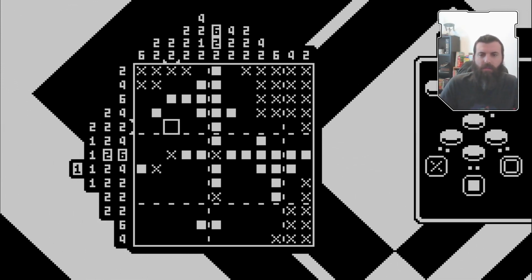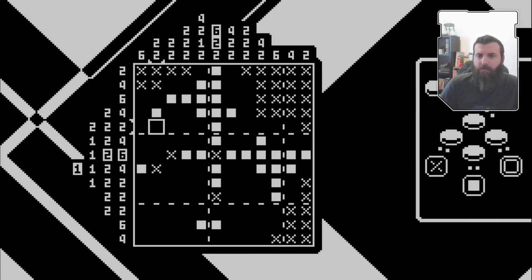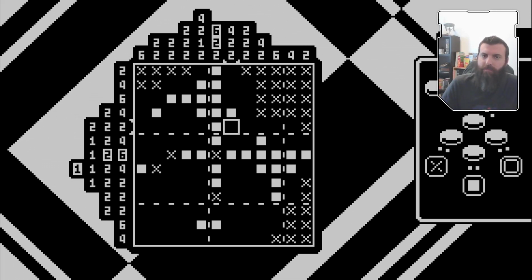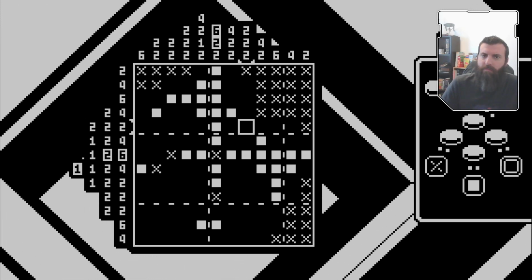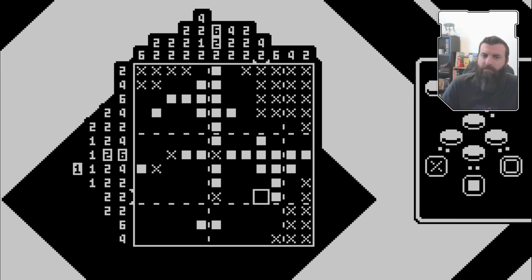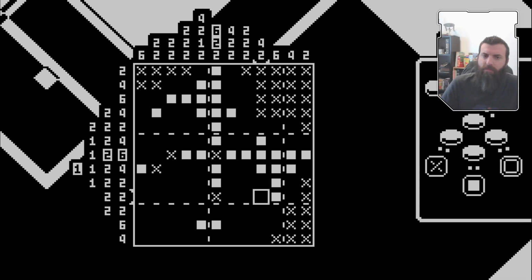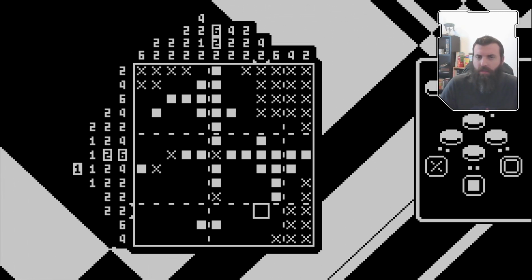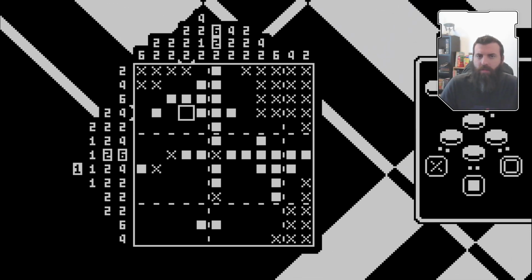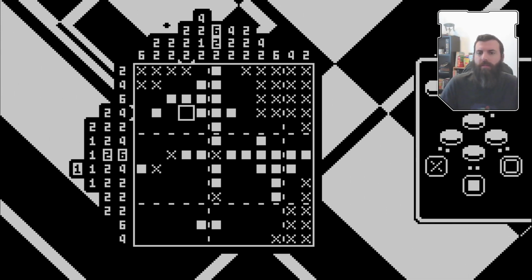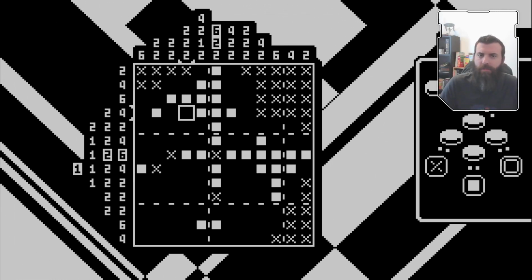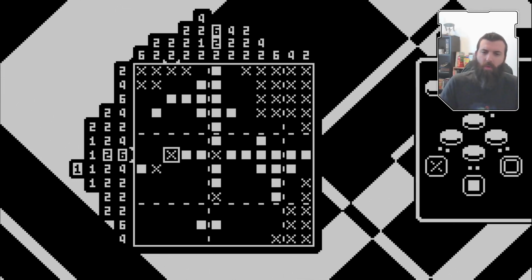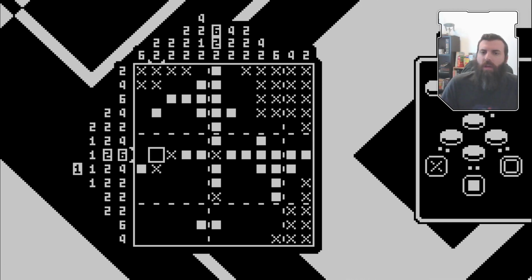Getting water out of a rock. More helpful than it turned out to be. Alright.